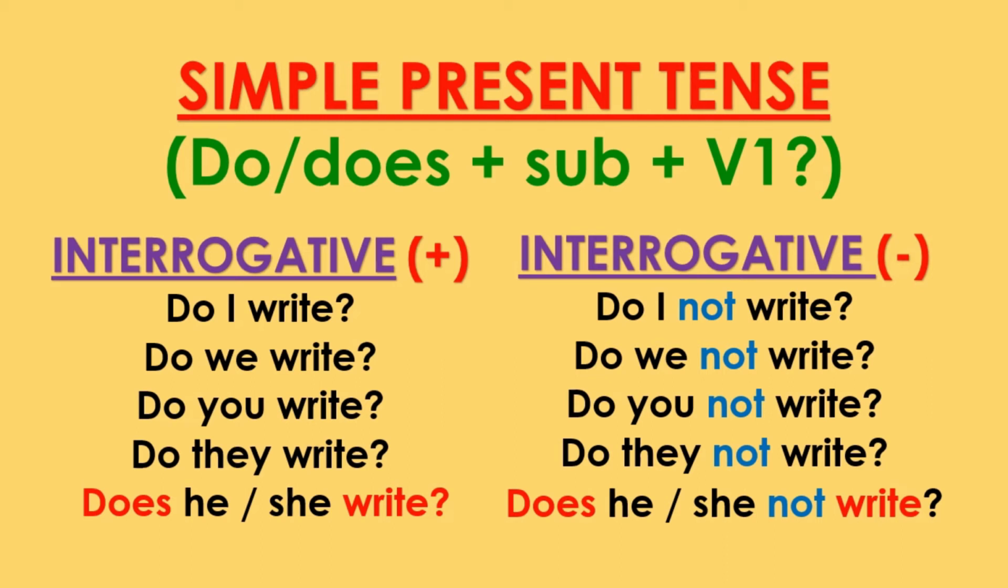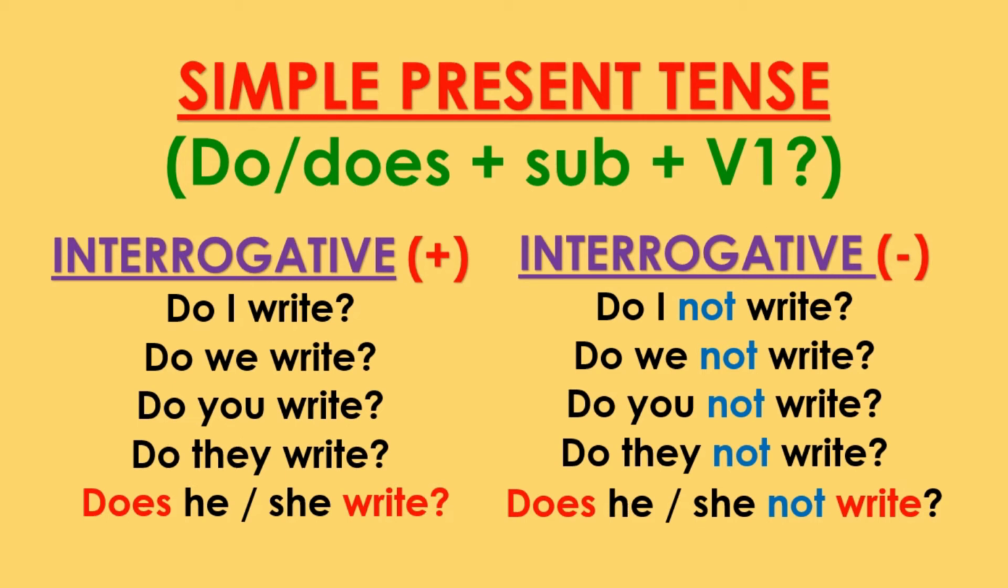It is the same as the affirmative, only "not" will be added to make a question in negative. Do I not write? Do we not write? Do you not write? Do they not write? But in case of third person singular, as you can see in the fifth question, it has once again become, does he or she not write?